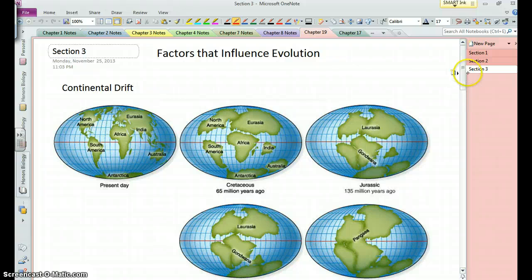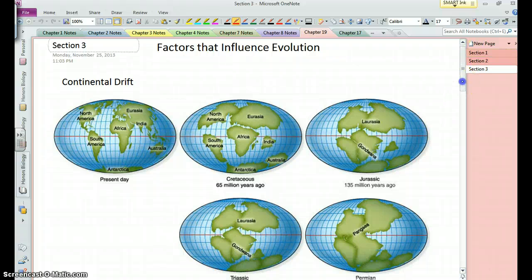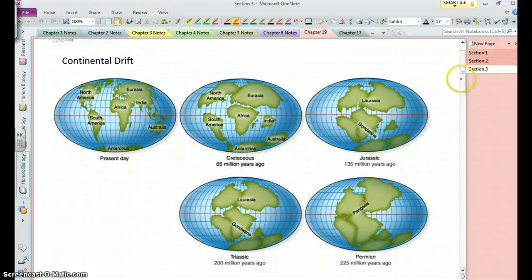So now, what are the factors around the world that have an impact on the evolutionary process? Well, continental drift or plate tectonics. At one time we had Pangaea, the supercontinent, you can see, about 225 million years ago. And with the movement of the plates, the continents began to drift and separate from each other.